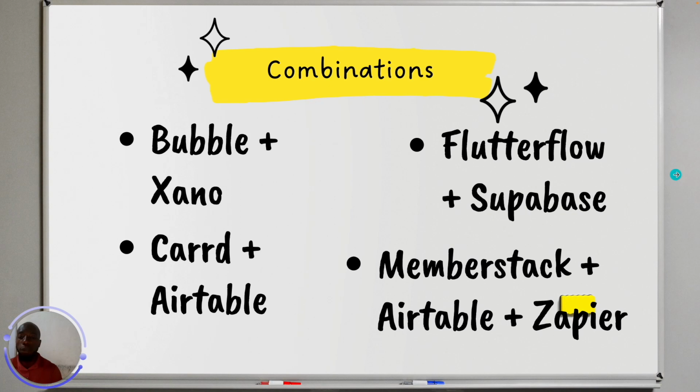Let me know what you think about these combinations. I know there are lots of other combinations, right? There's Framer, there is Webflow, there is Stacker, there is Adalo, lots of other tools really. But these combinations really work for me when I want to get my MVP right off the ground and I just want to do things very, very fast. And the learning curve is also very good, especially if you're dealing with Carrd and Airtable, or MemberStack, Airtable and Zapier. The learning curve is very, very cool.